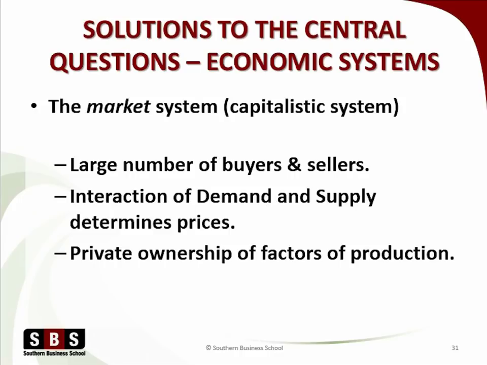The market system is the one where pricing determines the quantity supplied and demanded. So it's a typical market or price system. There's a large number of buyers and sellers, interaction between demand and supply determines the prices, and there is private ownership of factors of production.